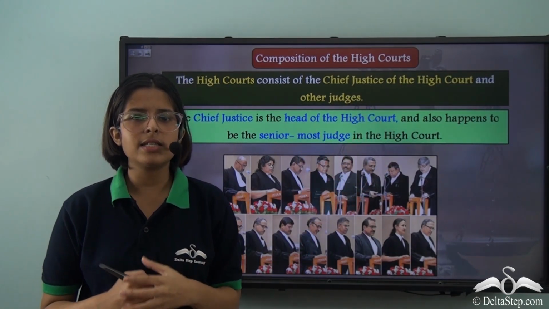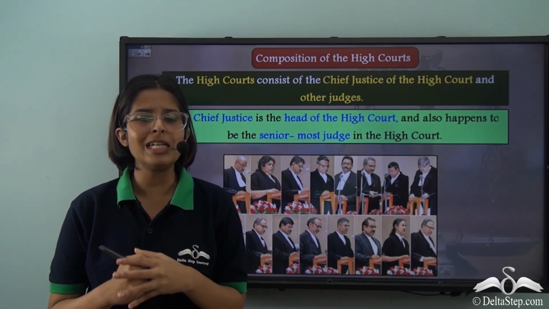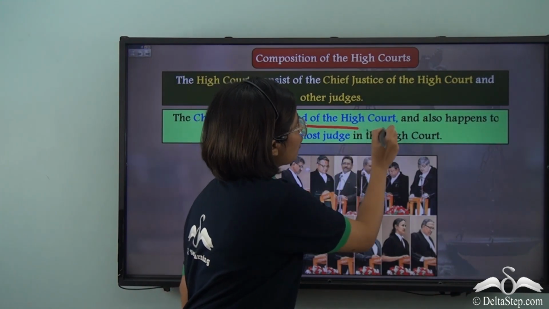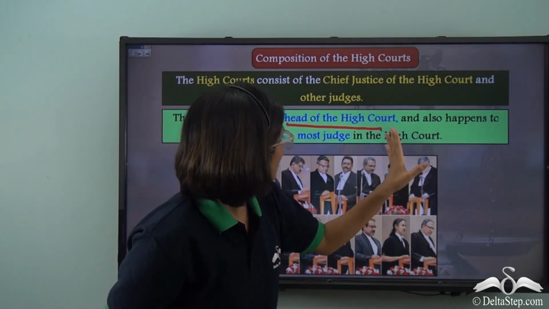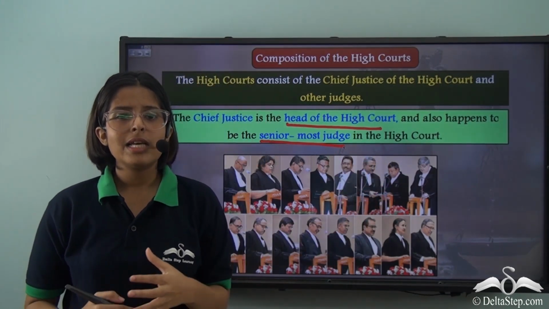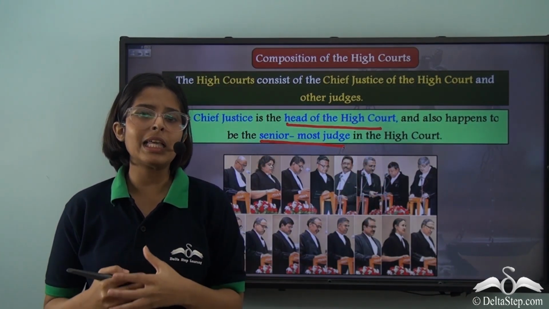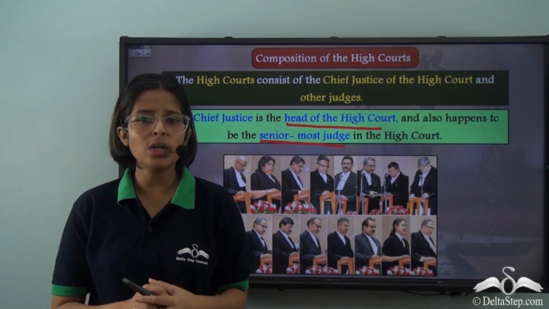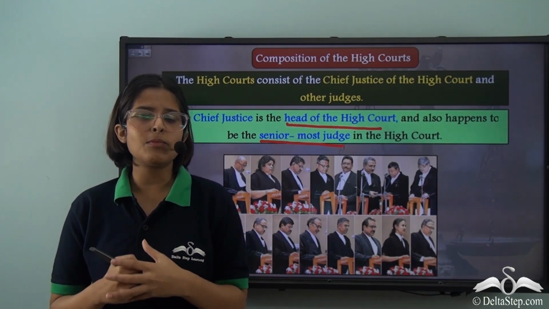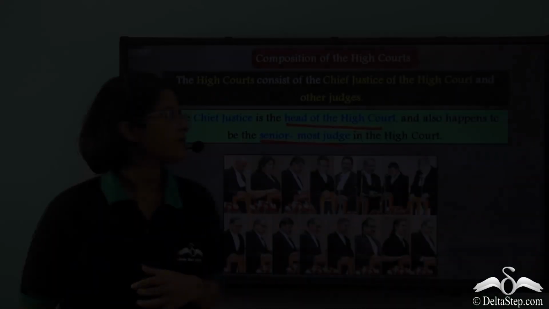Now the Chief Justice is the highest judicial authority in that High Court. The Chief Justice is the head of the High Court and also happens to be the senior most judge in the High Court. He is responsible for taking care of the management in the High Court, and he also gives cases to the judges and sets up the constitutional benches.